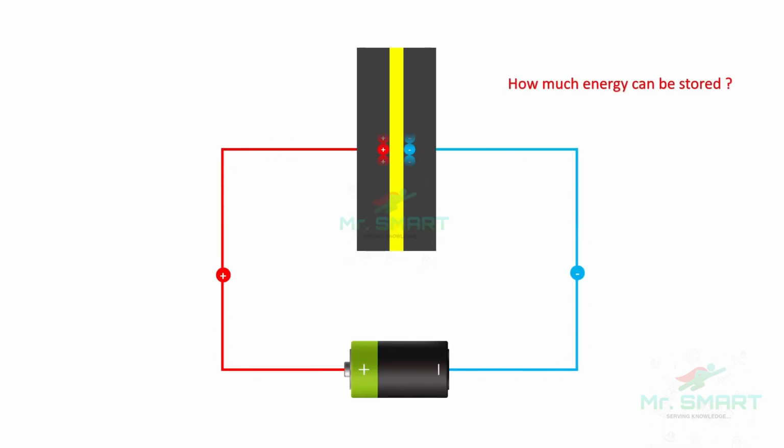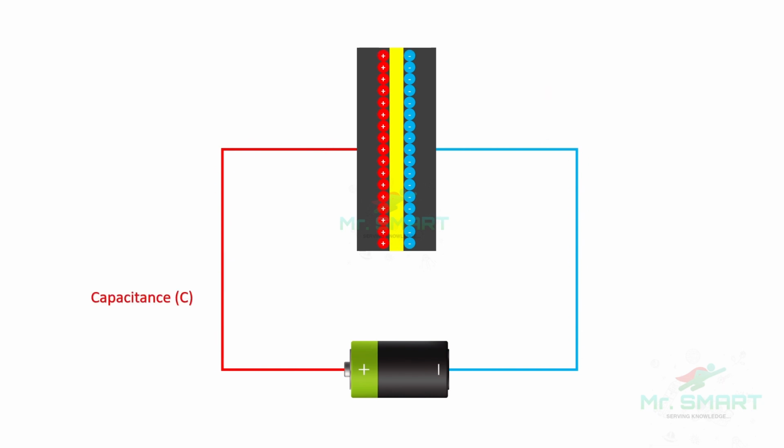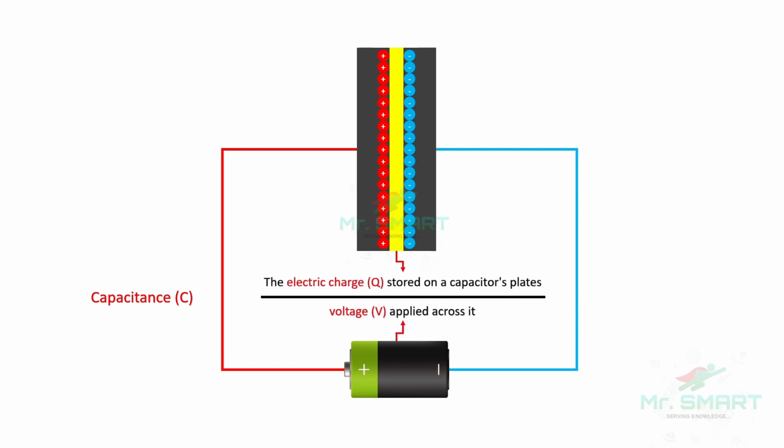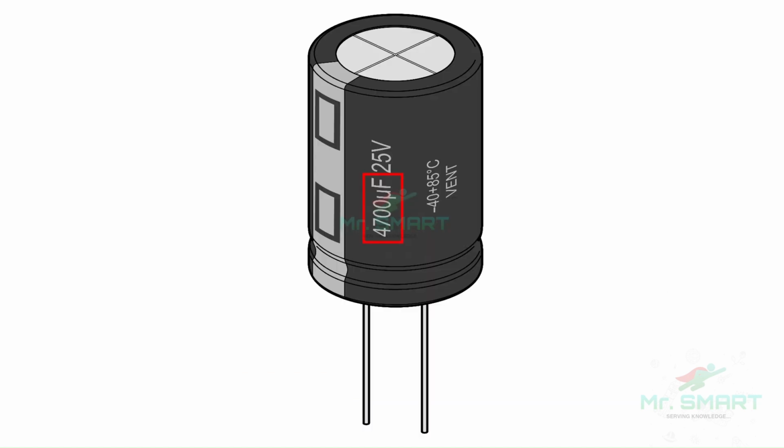But how much energy can a capacitor store? How can we measure it? The ability of the capacitor to store energy is known as capacitance. Capacitance is the ratio of charge stored in the plate and the voltage applied across the plate. This is measured by a unit called farad. This is the specification that your capacitor often has.